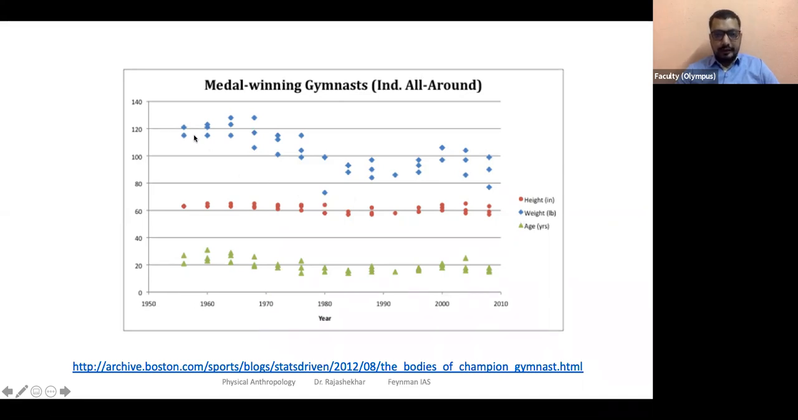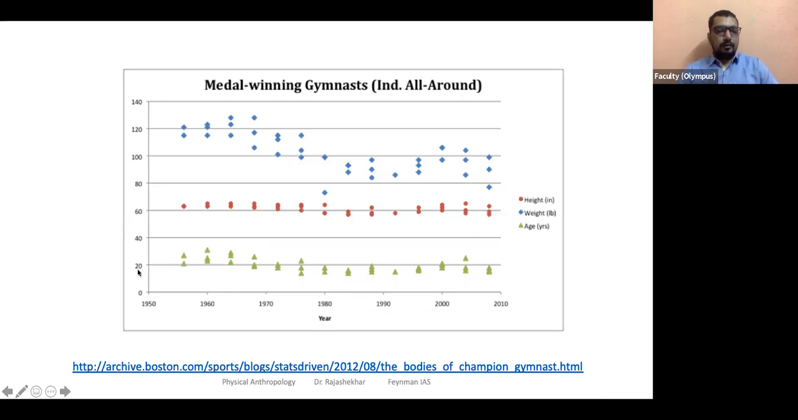What do you notice? You see a decreasing trend in their weight. Age more or less remained the same. Height more or less remained the same. Weight has come down by at least about 30%, in a general trend. So what do you notice here? Age is playing the same role, height is playing the same role, and weight loss seems to be helping them perform better.